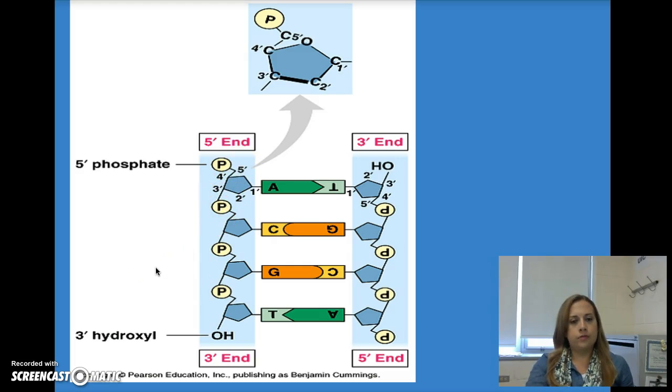Just for sake of remembering this, I always think of the 5 prime and phosphate. So you've got the same kind of sound there, 5 prime and phosphate. So when you line these up, where you have your kind of hanging phosphate group, that's your 5 prime end, and then the end where you don't have a phosphate group, that is your 3 prime end.